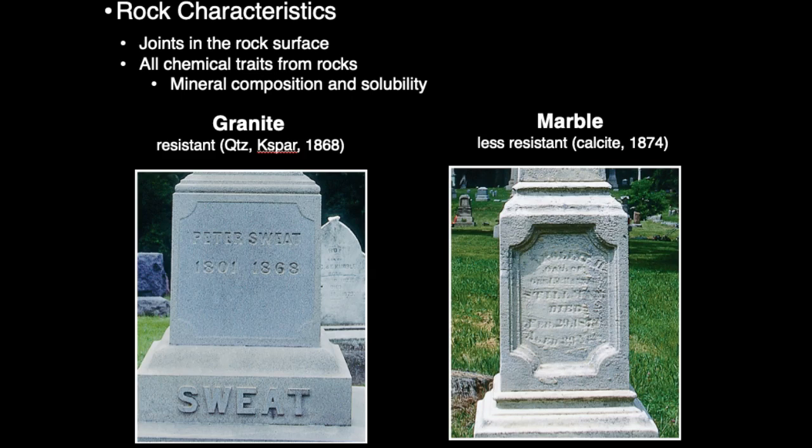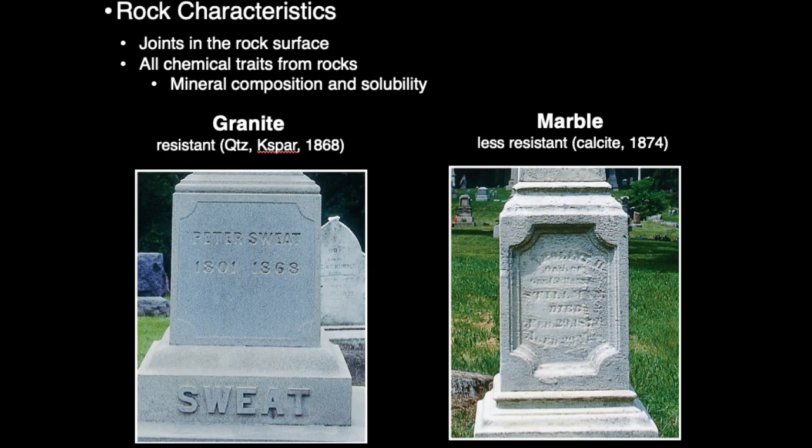From rock characteristics, here I mean all chemical traits of rocks, including mineral composition and solubility. In addition, any physical features such as joints can be very important to note because water tends to penetrate these cracks and these features. As an example of this type of process that allows for weathering, let's take this granite and marble headstones shown in the slide above.